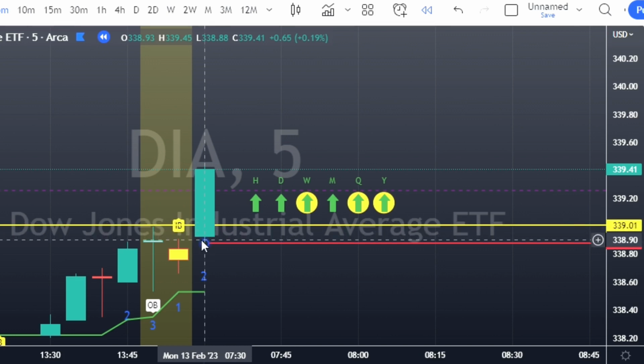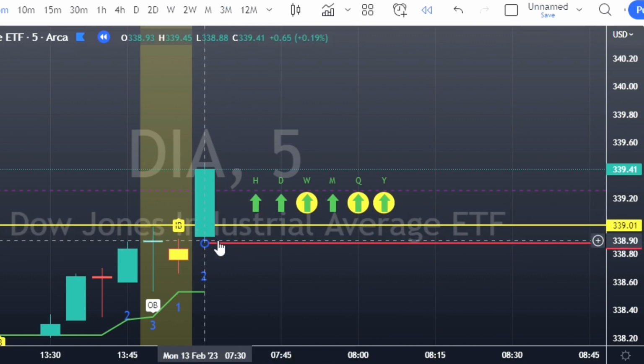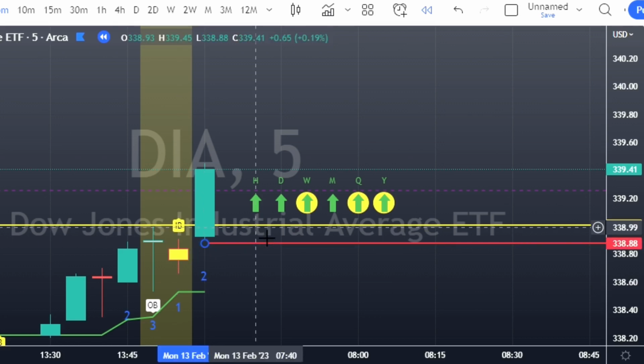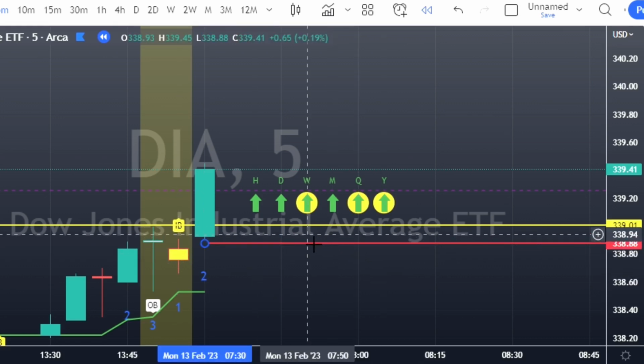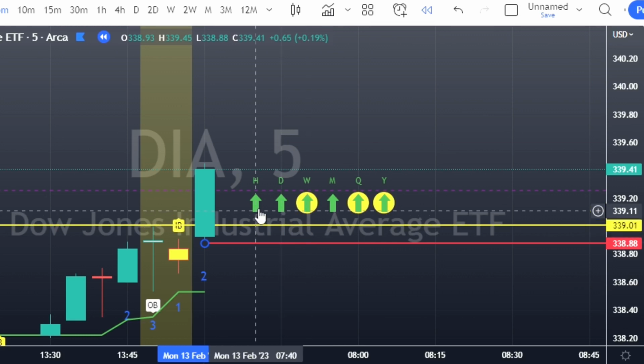So we jumped in on this trade. It was $340 call options, Friday expiry, so I think that's the 17th of February expiry. So I took the closest expiry. Now the trigger was 339.01. 340 was the strike I took. It was 1 strike off of the trigger, which is what I always tell you guys, okay? And the premium on that was $2.83.